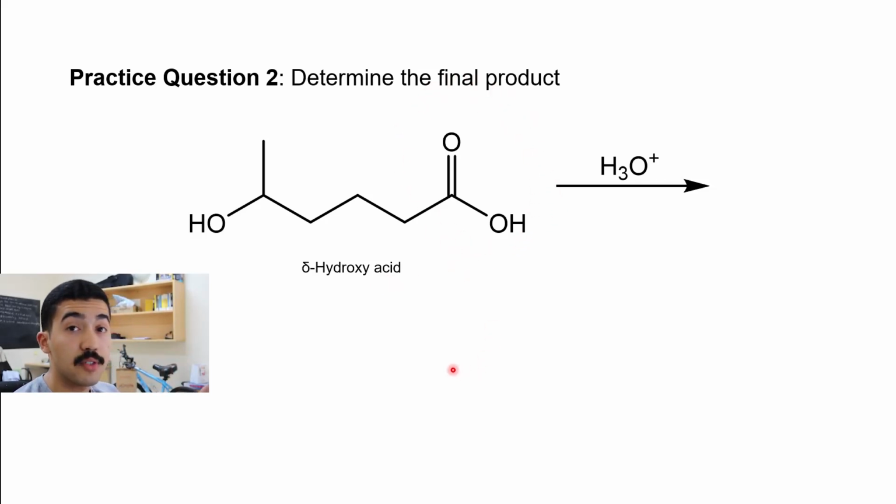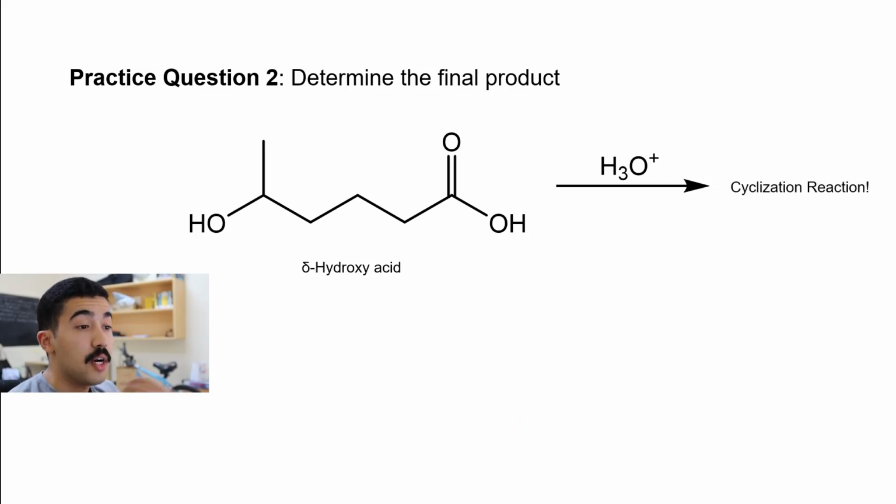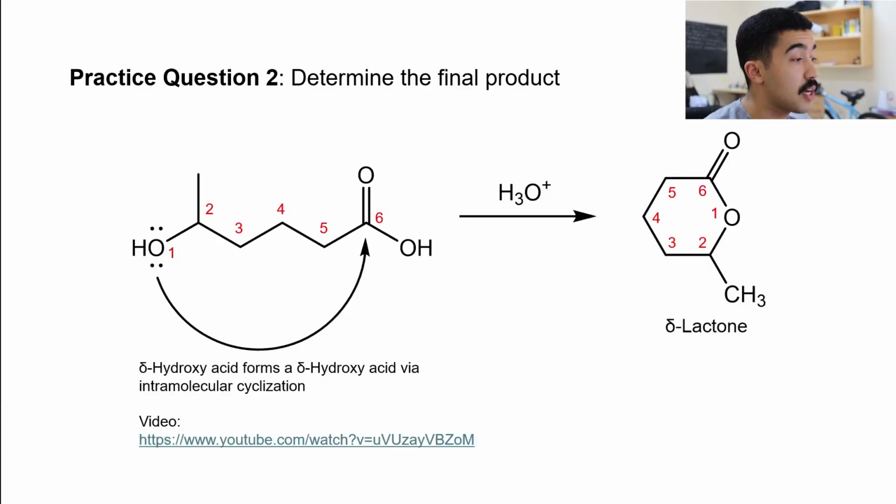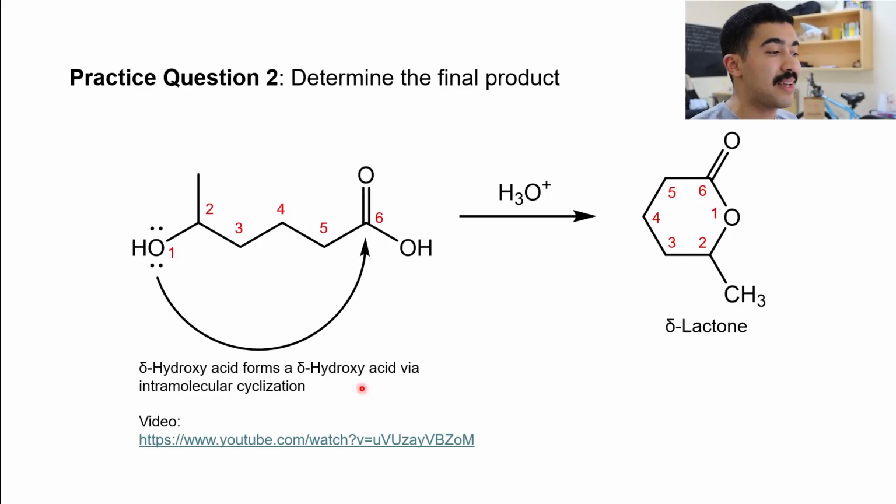We know that when we have a δ-hydroxy acid in the presence of H3O plus, we're going to have a cyclization reaction. And this cyclization reaction is going to proceed as follows. You're going to have the lone pairs on the OH group, or on the δ-hydroxy group, come in and attack your carboxylic acid. This will go on to form a 6-membered ring, as shown over here, and that 6-membered ring is a δ-lactone.